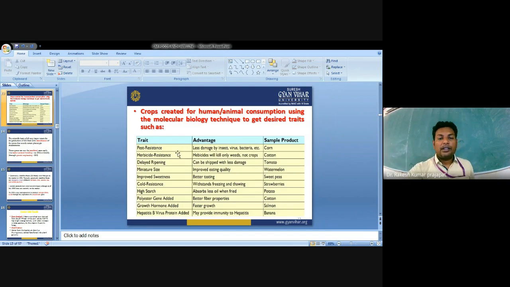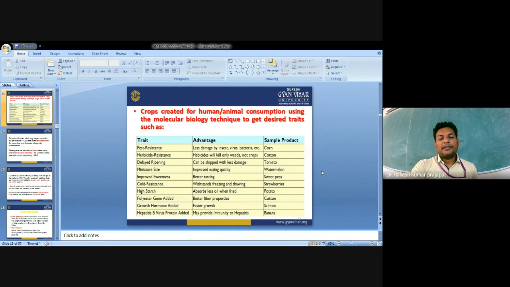If we talk about the different trait advantages and examples of products: pest resistance was developed in corn, so they have less damage from insects, viruses, and bacteria. Similarly, herbicide resistance is developed into the crop, so the herbicide kills the weed only, not the crop, because this is a selective herbicide. Delayed ripening in tomato means it can be shipped with less damage. Miniature size improves the eating quality, like watermelon.